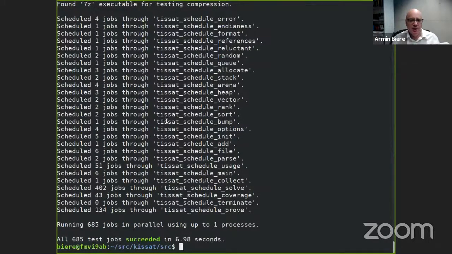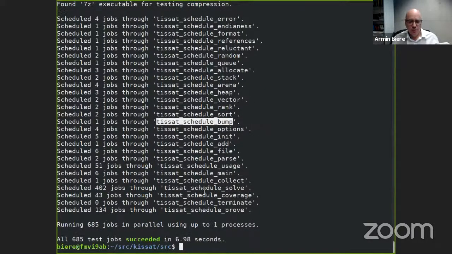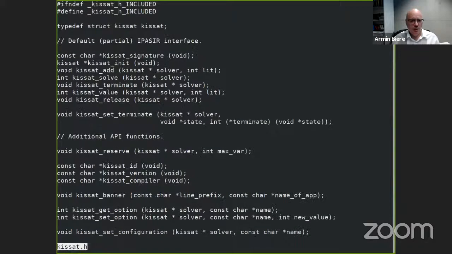But as you can see, these are all unit tests. These are hard-coded C unit tests, except for this one, which uses read CNFs. So KeySAT is not incremental yet. It has only a subset of the API functions which are in this file. But this will change hopefully in the next half a year.